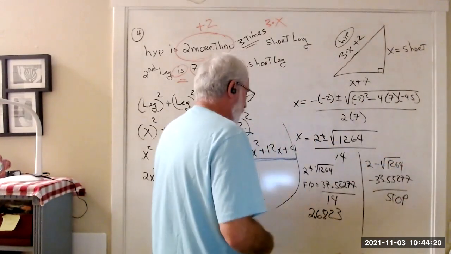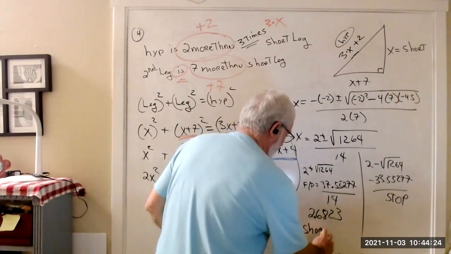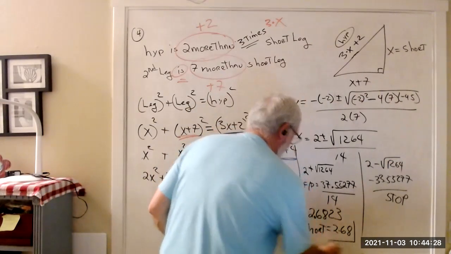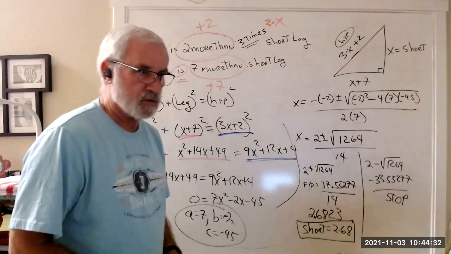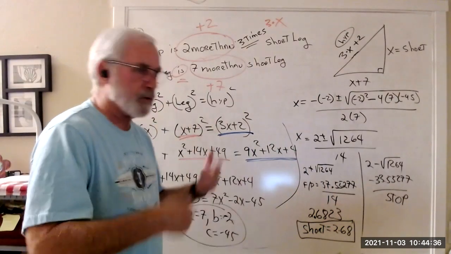So the short leg, let's just round this, the short leg is 2.68. Again, I will tell you, or the quiz will tell you where to round. I will be very specific. Round to the nearest tenth or hundredth or whatever I said.